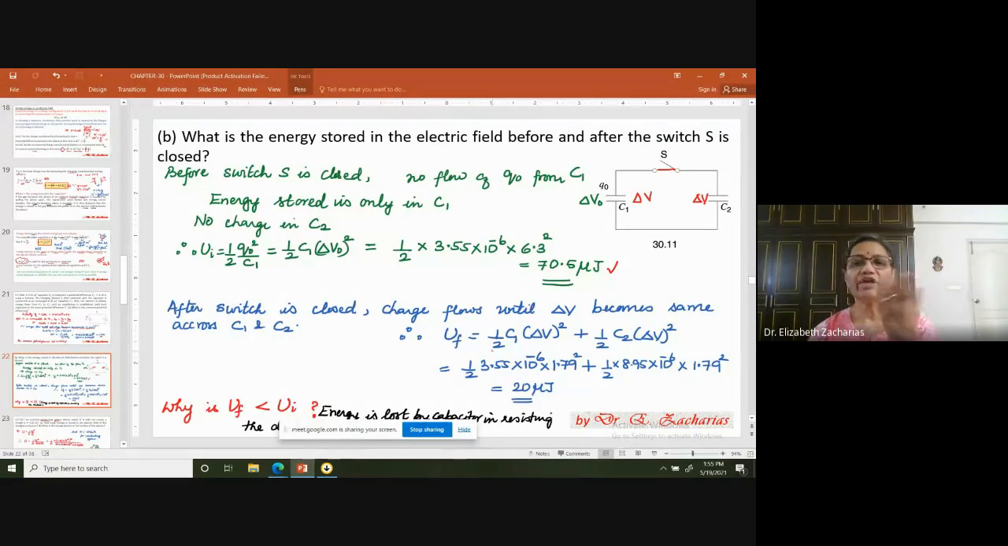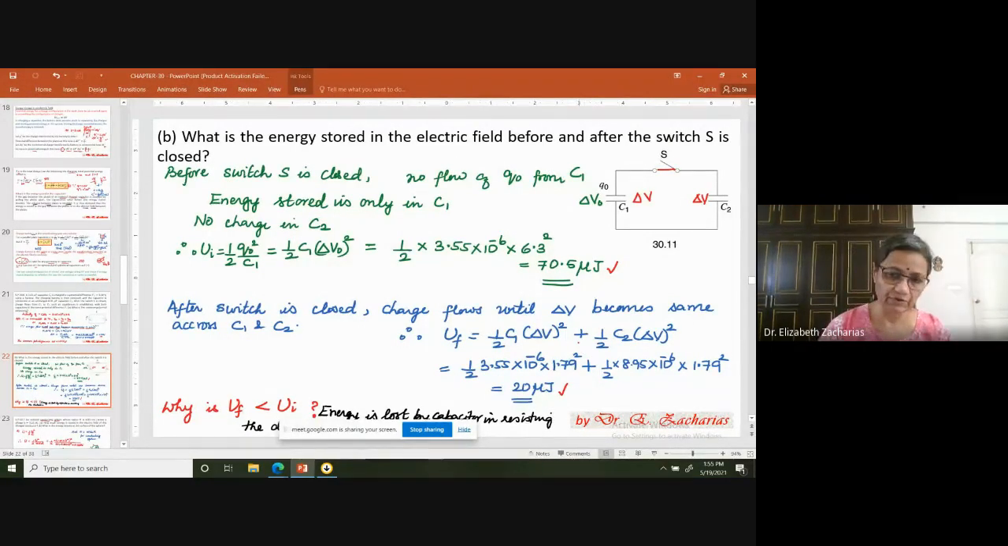I've already calculated delta V, so I can just use that equation. I can write half C1 delta V square plus half C2 delta V square. Delta V already calculated, C1 and C2 we know. Substitute, you get 20 microjoules.